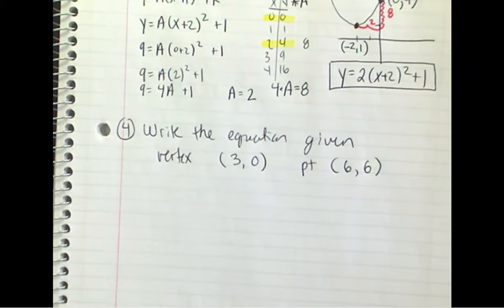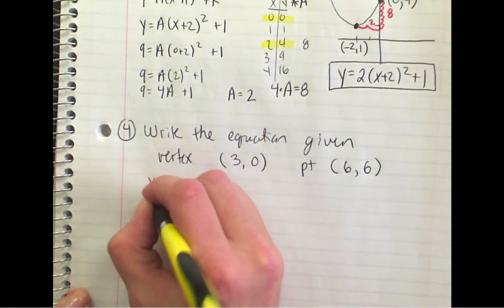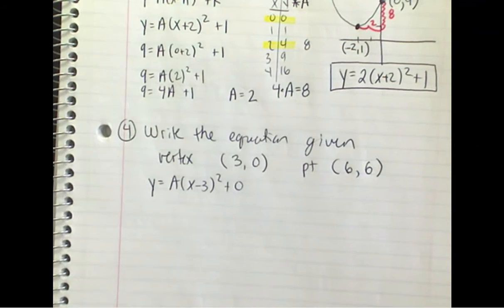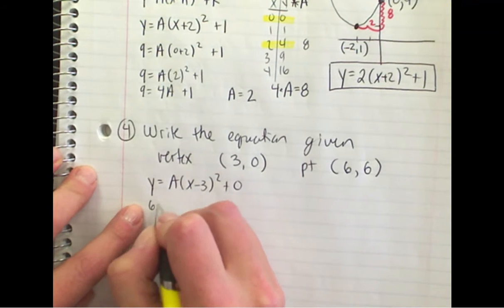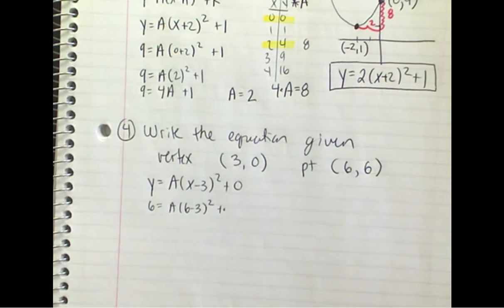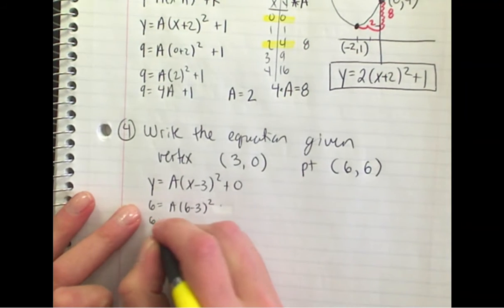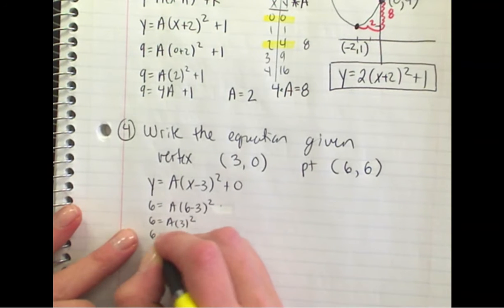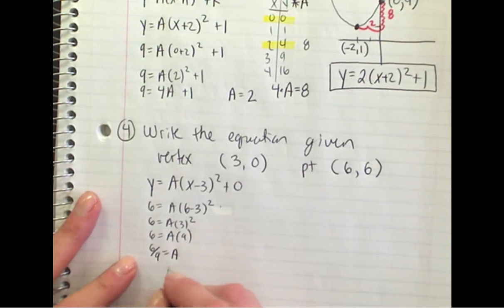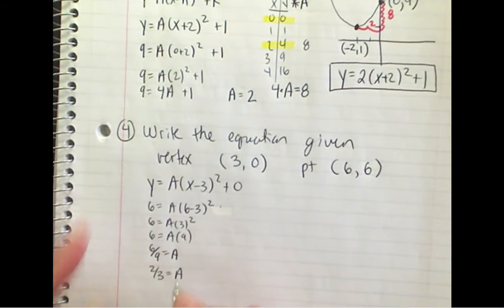Oh, that's because 6 minus 3 is. There you go. Not quite. 2/3. 2/3. Okay, so vertex form. Y equals A times (x minus 3) squared plus 0. The other point: 6 equals A times (6 minus 3) squared. I don't need to write plus 0. I got that. Okay. 6 equals A times 3 squared. 6 equals A times 9. 6 over 9 equals A, or A is 2/3.